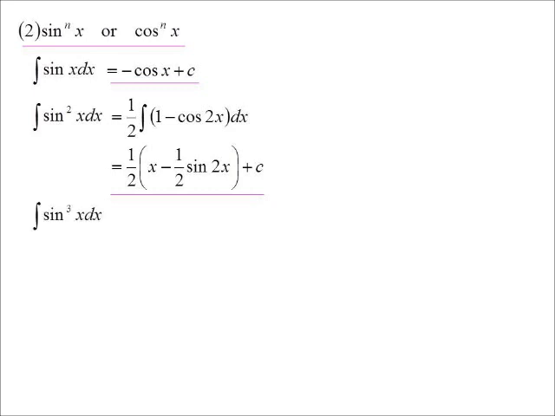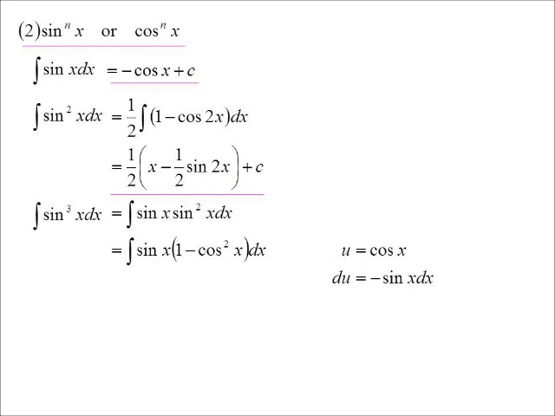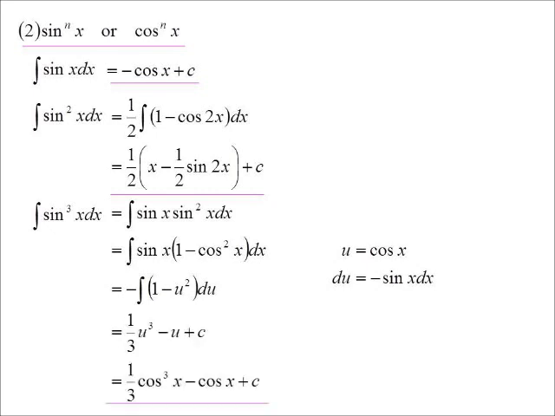Let's move it up a power. Sine cubed. How to integrate sine cubed? I'm going to rewrite it as sine x times sine squared x, because then I can use a trig identity and change the sine squared to 1 minus cos squared. I can now do a substitution, because if I let u equal cos x, du is minus sine x, and we end up with minus 1 minus u squared du, which is a third u cubed minus u, and subbing the u back in.